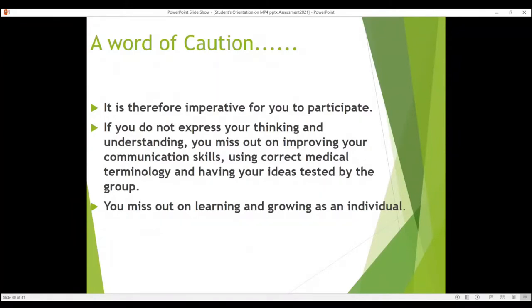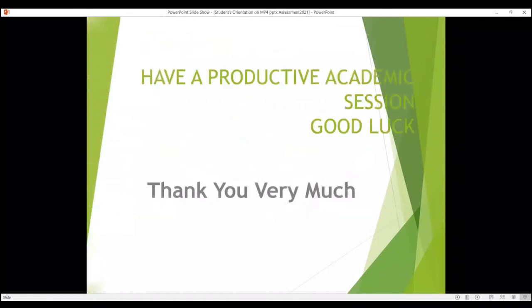And finally, it is therefore imperative for you to participate in the PBL. If you don't express your thinking and understanding, you miss out on improving your communication skill, using the correct medical terminology, having your ideas tested by the group. So you miss out on learning and growing as an individual.